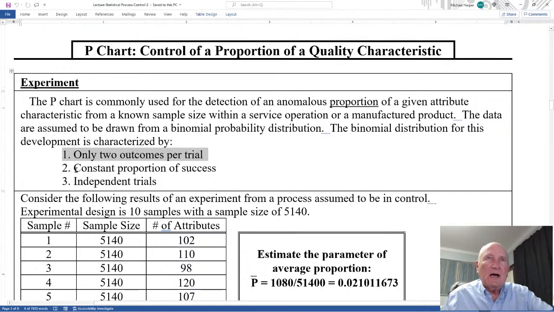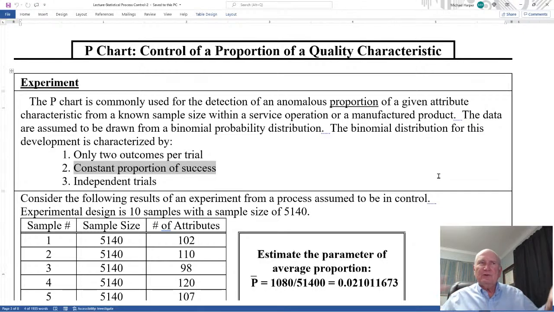Two, constant proportion of success. Well, each trial you can identify or code one of the outcomes as a success, the other a failure. And that's not always true, and usually they're very nominal. It's red and green or whatever, but we'll just call one a success and the other a failure just to keep that clear. Now, the proportion of a success every time you take a trial is constant.